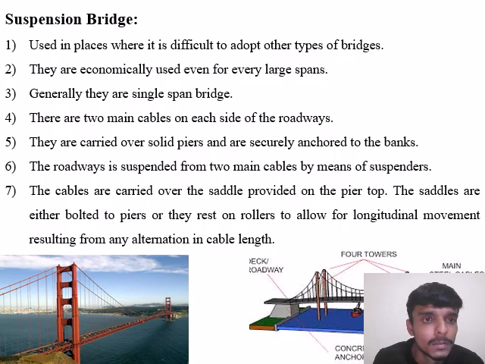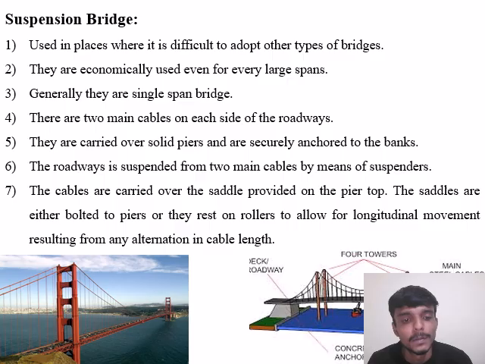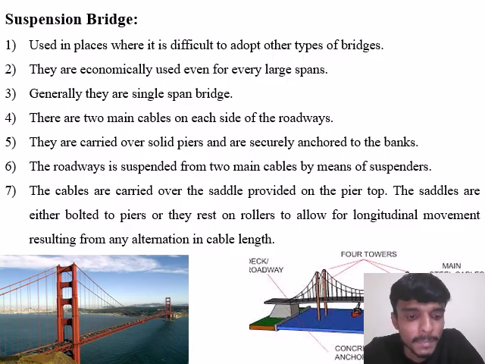Then the suspension bridges. These are bridges suspended using cables from one end to another end. In the image you can see the two main cables, and the verticals are the secondary cables. Secondary cables are actually loaded, and the main cables are supporting them in the tension zone.